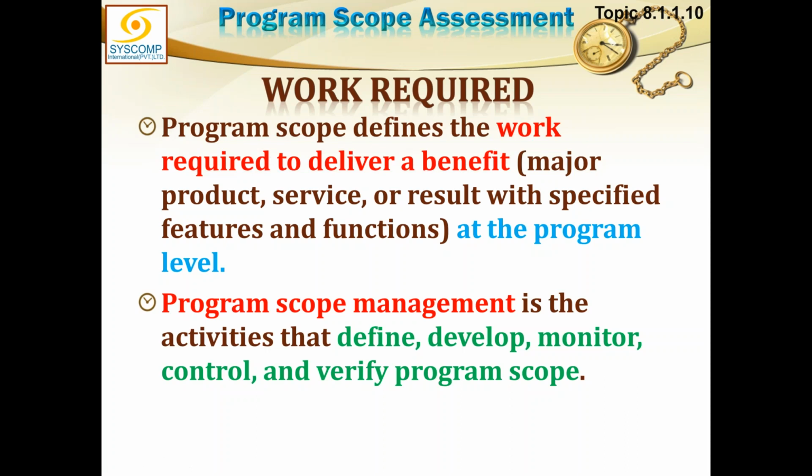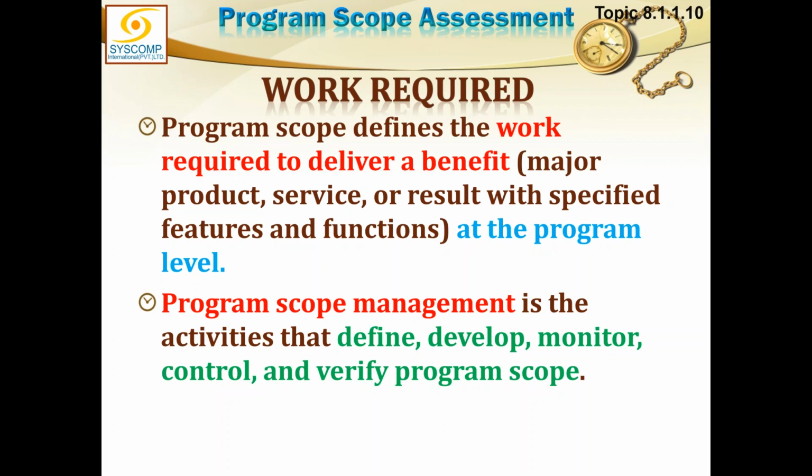Scope naturally is shown here as the last domain, but it is the most important domain. Program scope defines the work required to deliver a benefit from the program perspective, not from the project perspective. Here we talk about the benefit. So what work is required at the program level to deliver those benefits, which includes the major products, services, and results with specified features and functions at the program level.